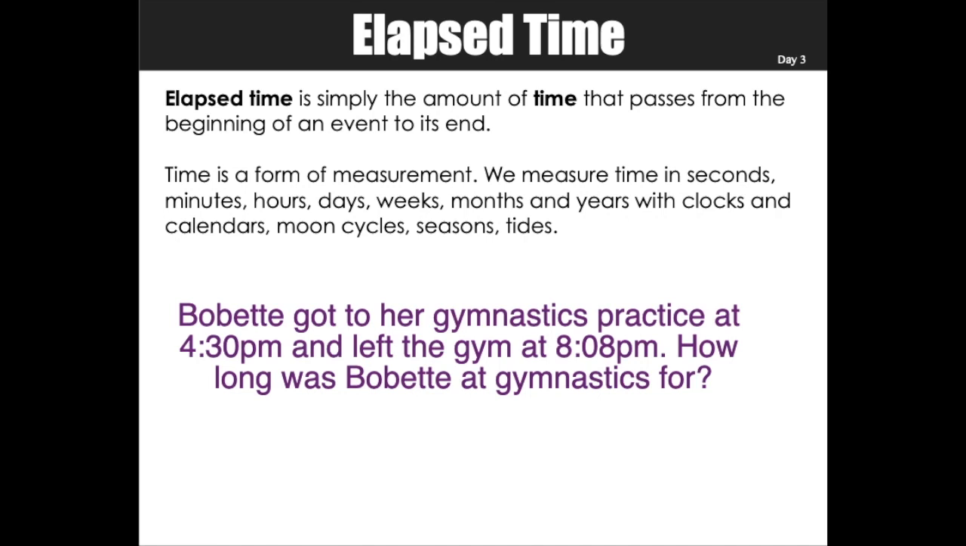Hello, grade fives. Today we are going to be looking at elapsed time, which is simply the amount of time that passes from the beginning of an event to its end. Time is another form of measurement. We measure time in seconds, minutes, hours, days, weeks, months, years. We measure with clocks, calendars, moon cycles, seasons, tides. Today we are going to look at how we can find elapsed time or duration, how long something is.